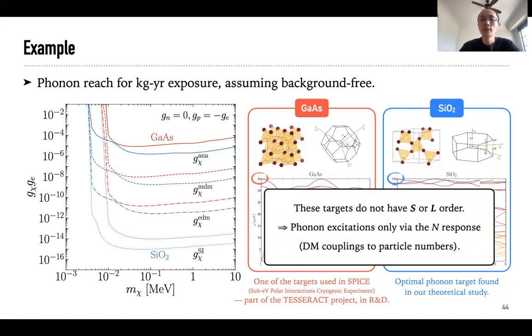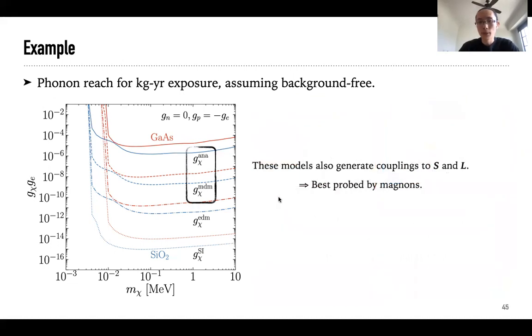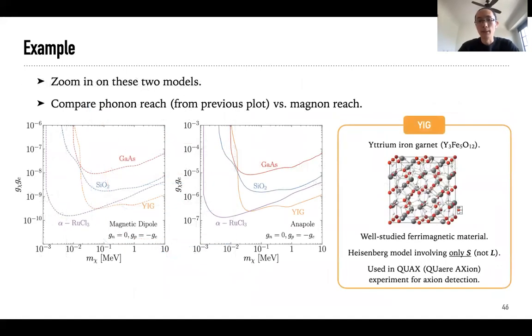But one thing to notice is that these targets do not have S or L order, which means that phonon excitations proceed only via the end response, namely couplings to the particle numbers. But two of the models, the magnetic dipole and anapole models, also generate couplings to S and L, and we want to probe these couplings as well. So these are best probed by magnons.